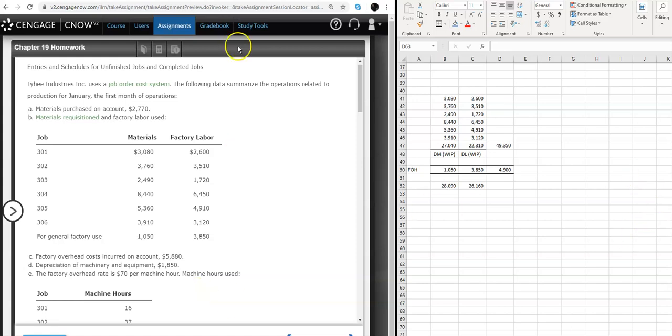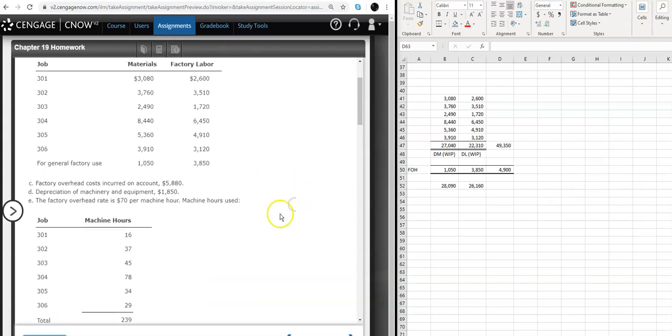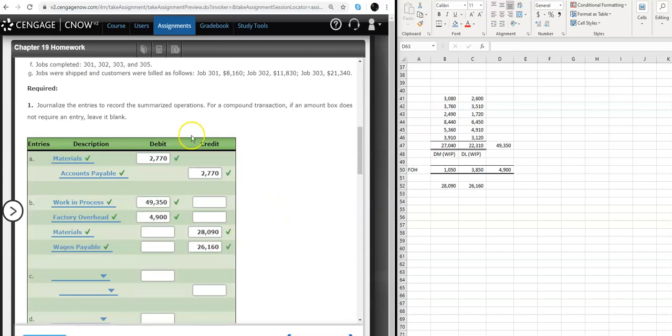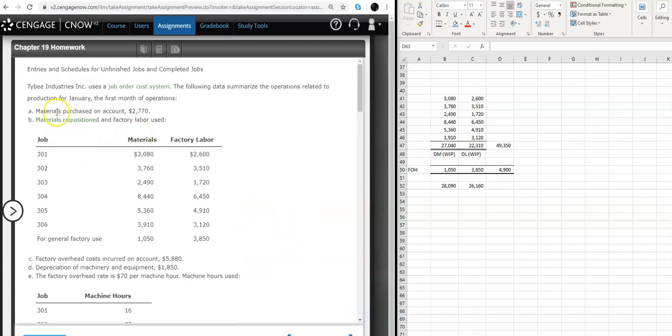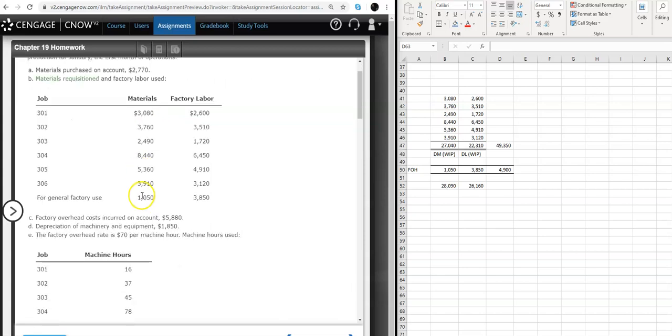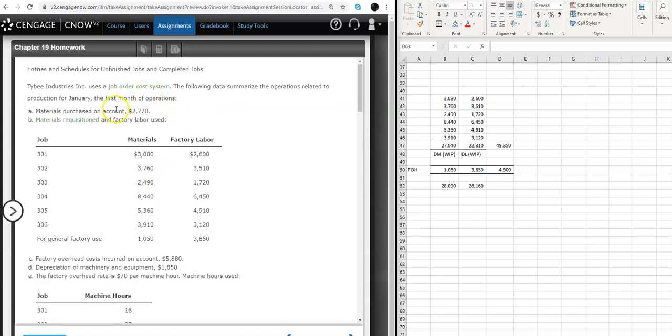Okay, so I'm going to work number six now, and I went ahead and put it in because I wasn't exactly sure how they wanted me to break this down. But now that I put it in and I got it right, I'm ready to explain it. So A is simple, materials purchased on account, so we debit materials and we credit accounts payable for the 2,770.